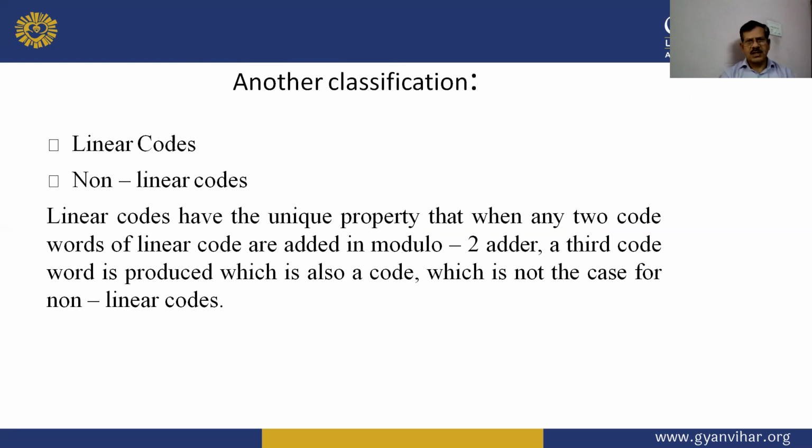There are some other classifications. First one is linear codes and second one is non-linear codes. Linear codes have the unique property that when any two code words of a linear code are added in a modulo 2 adder, a third code word is produced, which is also a code word, which is not the case for non-linear codes.